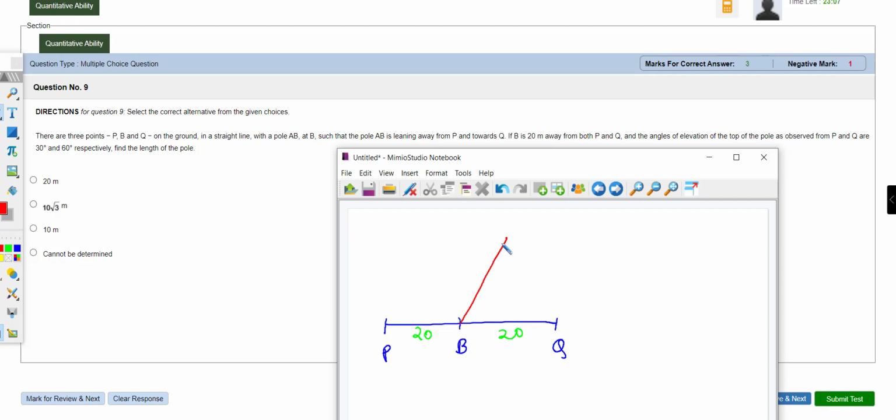Then the angle of elevation of the top of the pole observed from P and Q is 30 and 60. Observed from P, the angle of elevation is 30 degrees. Observed from Q, the angle of elevation is 60 degrees. So basically this becomes 90 degrees. And in a 90 degree triangle, the median drawn to the hypotenuse is equal to half of the hypotenuse. Let's call this point A. The length of AB is going to be 20. That is what we are supposed to find, the length of the pole. The pole is AB, so the length of AB is 20. How easy it is.